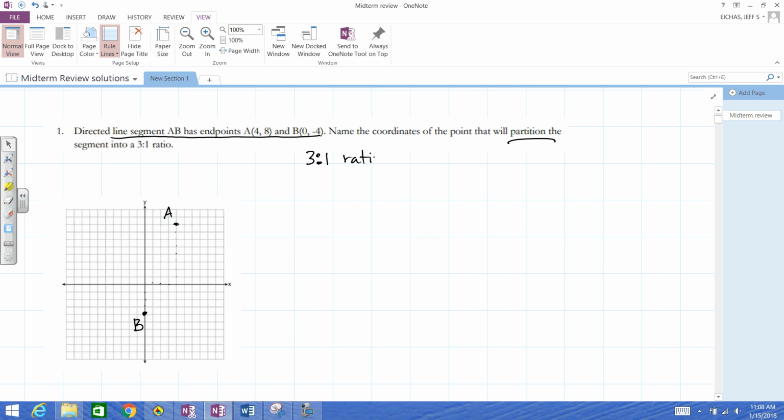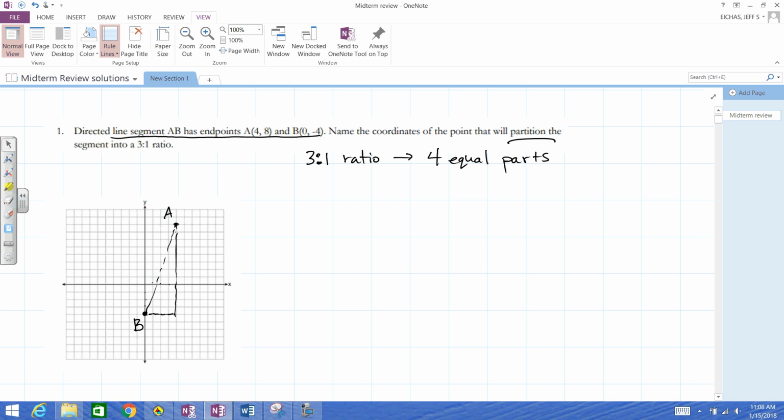Okay, so what we're going to have to know is, first, 3-to-1 ratio means there's going to be 4 equal parts on this segment. So use your straight edge, connect these, and we're going to try to see if we can split into 4 equal parts. Usually the slope will do that for us. What I mean is this.